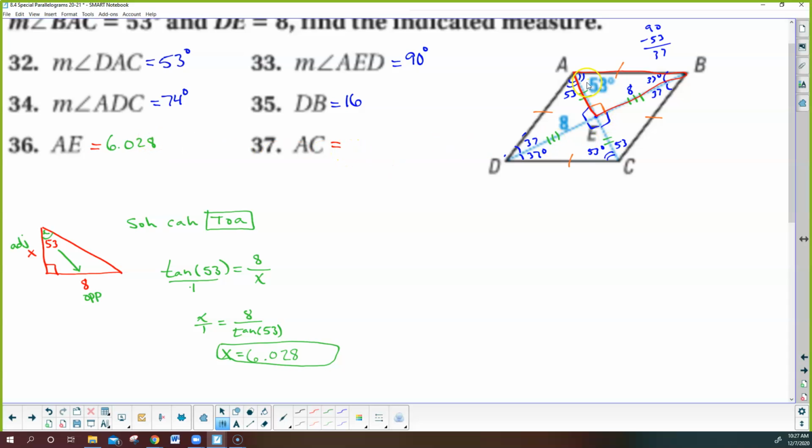6.028. Then they say find the length of AC. Well, AC is just double the length of AE. So all I have to do is do 2 times that, and I'll get 12.056. I just doubled it. Nothing too crazy there.